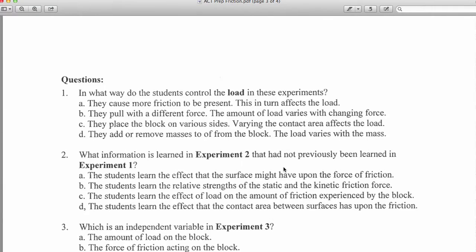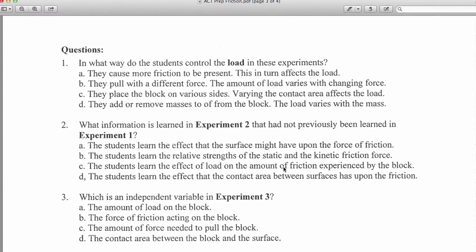The questions. Question 1. In what way do the students control the load in these experiments? A. They cause more friction to be present. This in turn affects the load. B. They pull with a different force. The amount of load varies with changing force. C. They place the block on various sides. Varying the contact area affects the load. Or D. They add or remove masses to or from the block, and the load varies with the mass.